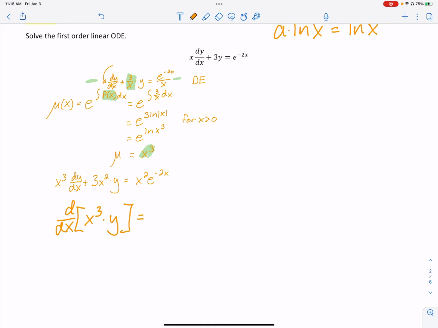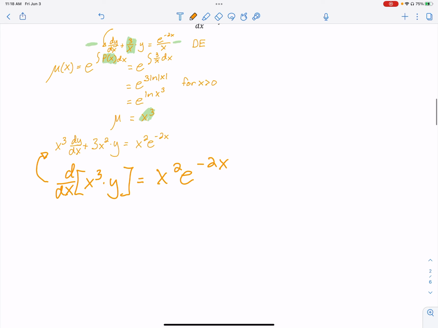I want you to check that. So it's a product rule, right? So if I take the derivative of y, first I get x to the third dy dx. I don't know what y is, so that's all I can do. Now if I take the derivative of x cubed, I get 3x squared times y. It's a product rule. We forced a product rule to happen. It happens every single time. That's why this method is pretty brilliant, because we are multiplying by a number that causes us to have a product rule. The right-hand side didn't change at all. All I did was recognize that it's a product rule.